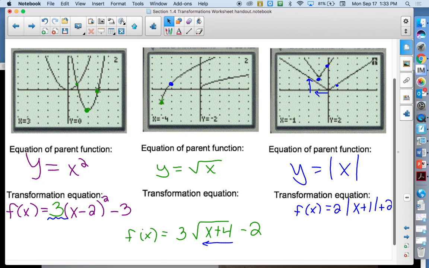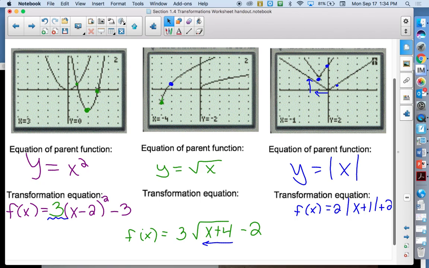So identify the type of graph you're dealing with. And then look at the translation, the shift. How is that moving left, right, up, or down? Finally, kind of think about what is that vertical stretch. So where was the first point? How is that first point different? So usually it's over 1, up 1. What are we multiplying by to go up? Questions?